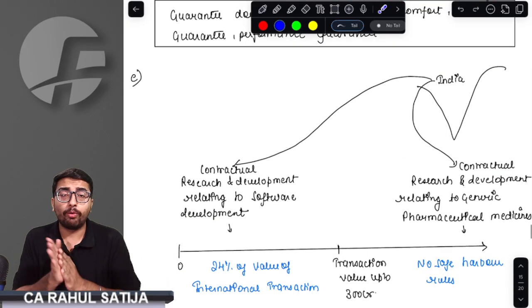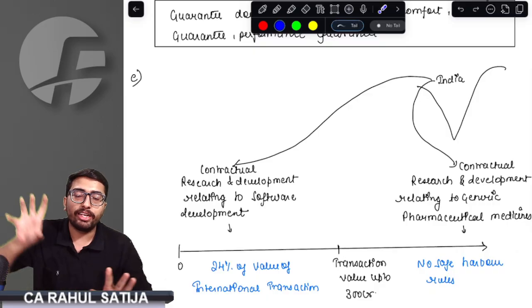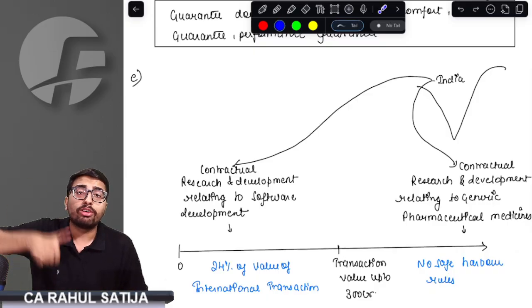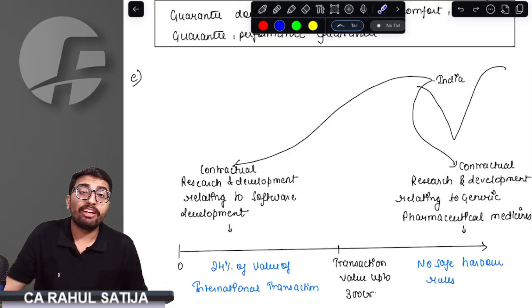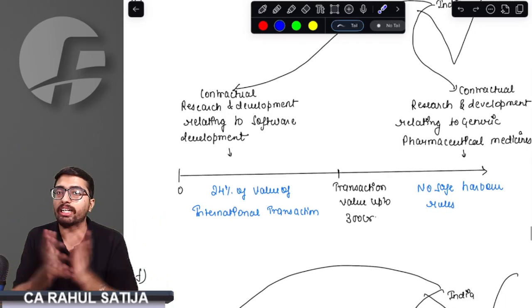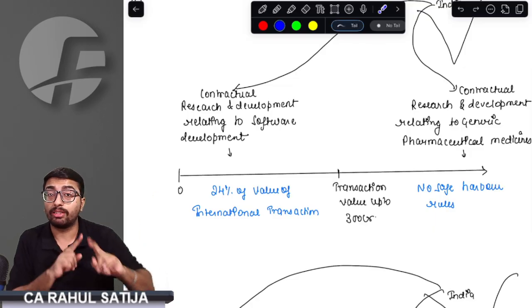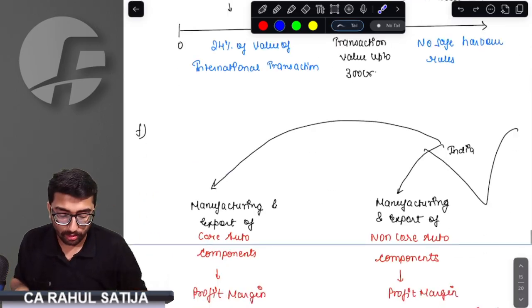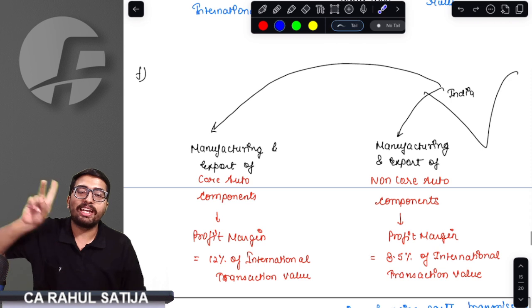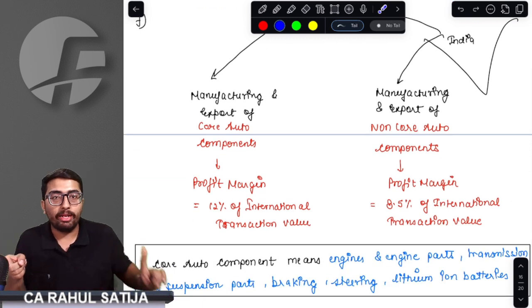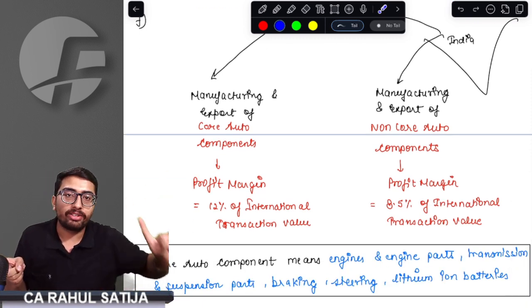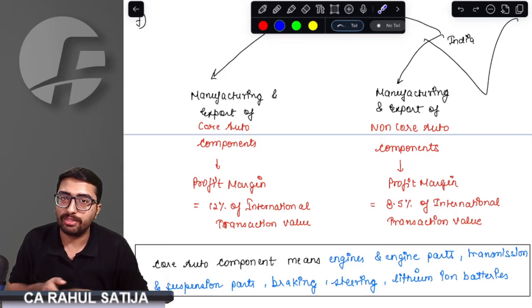If an Indian entity provides research and development services for any associate relating to software development or relating to generic pharmaceutical medicines, in that case 24% has to be offered. Remember, but the transaction value has to be up to 300 crore. If it exceeds 300 crore, no safe harbor rules allowed. If an Indian entity manufactures and exports core auto components, then 12% is to be given. If it manufactures and exports non-core auto components, then 8% is to be added.